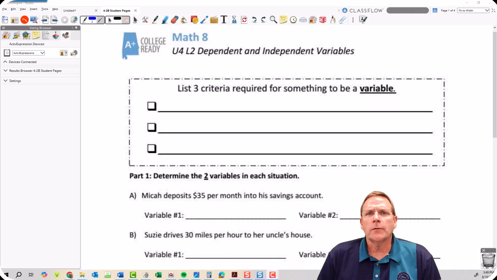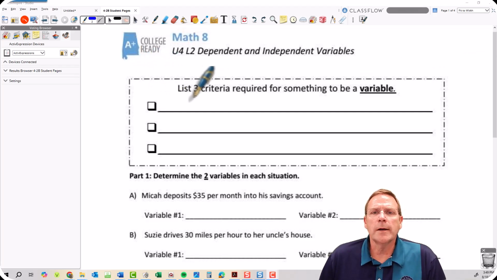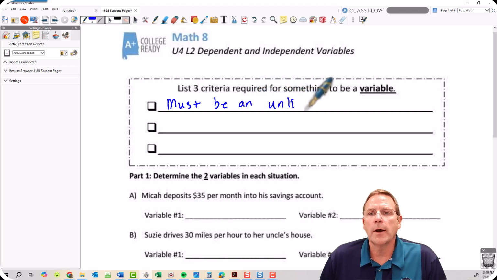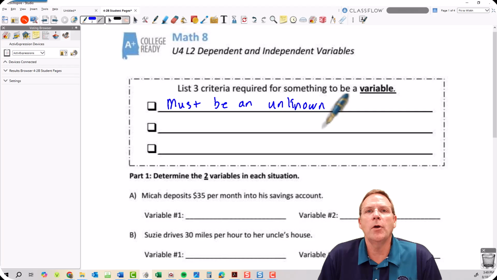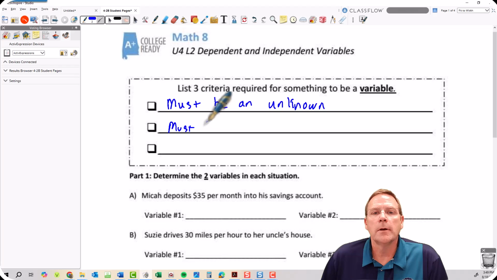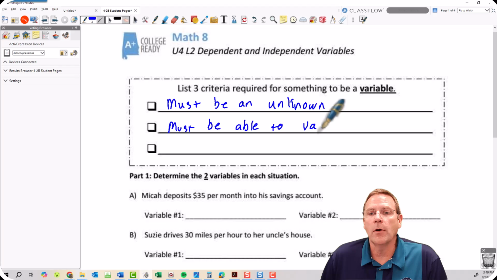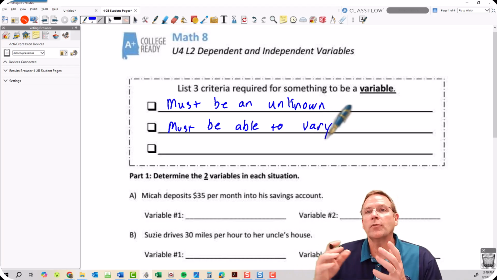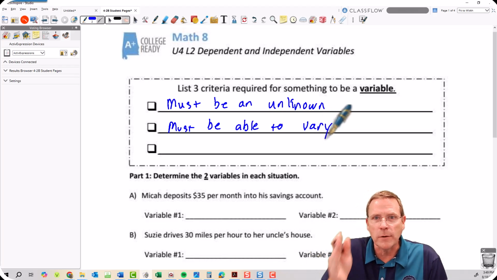Welcome back. Today we're going to start looking at dependent and independent variables, which are very important parts of the function that you need to understand. Now the first thing we're going to do is list the three requirements for something to be a variable. The first of those requirements is that it must be an unknown. The whole point of it being a variable is we do not know what it represents. The next is that it must be able to vary. Kind of goes with the name. A variable has to be able to vary. It cannot be the same number every single time.